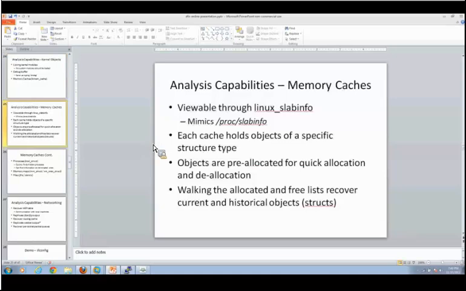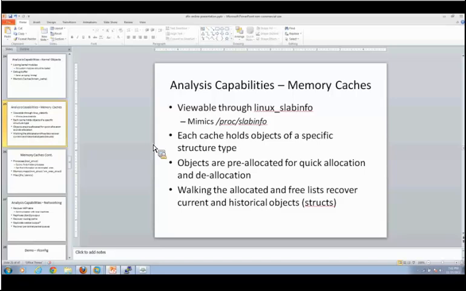And the reason these caches are interesting is because the kernel, for things that can be allocated many times a second, needs to be able to quickly allocate them without going through the traditional route of looking at a heap or a free list and getting the data out. So instead, each cache holds objects of a specified size. In this case, it's whatever the size of the C structure is that it's backing, and it pre-allocates a number of them.